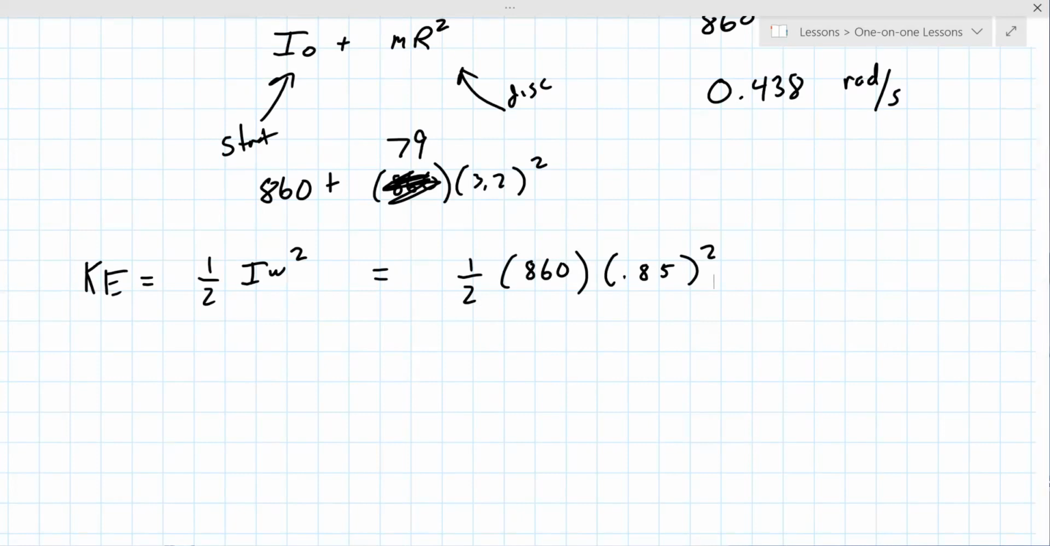The final kinetic energy is much harder, but let's get this number first before we move on. So it's 1/2 times 860 times 0.85 squared, and that is 311 joules.